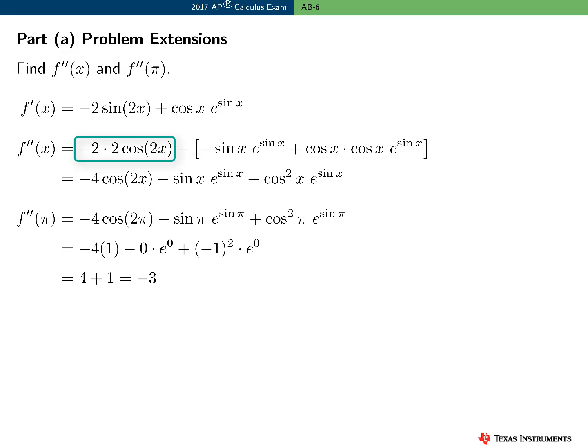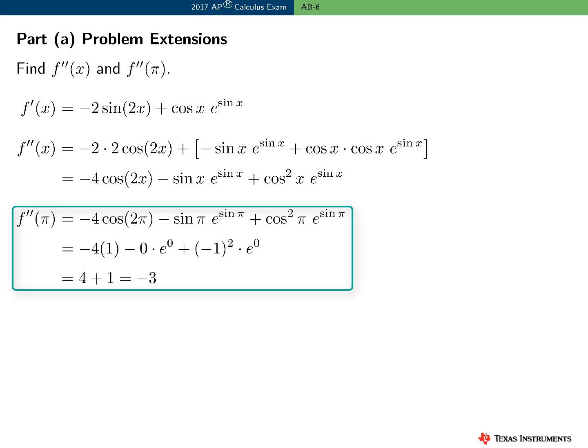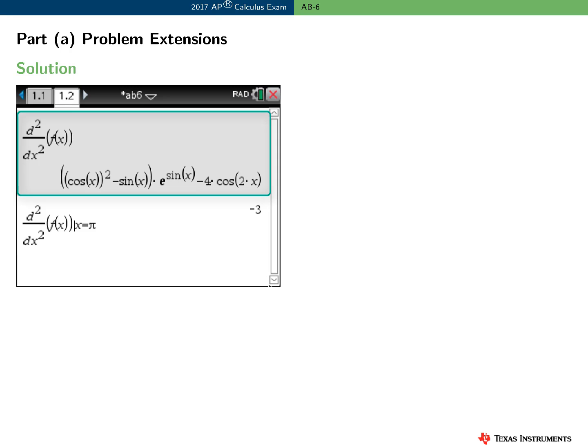To find the second derivative, we need to use the chain rule on the first term, and we need to use both the product rule and the chain rule on the second term. After a little bit of simplification, I evaluated the second derivative at pi and simplified to get -3. And this is very easy to confirm using the TI-Nspire. I found the second derivative symbolically, and I evaluated the second derivative at x equal pi to get -3.